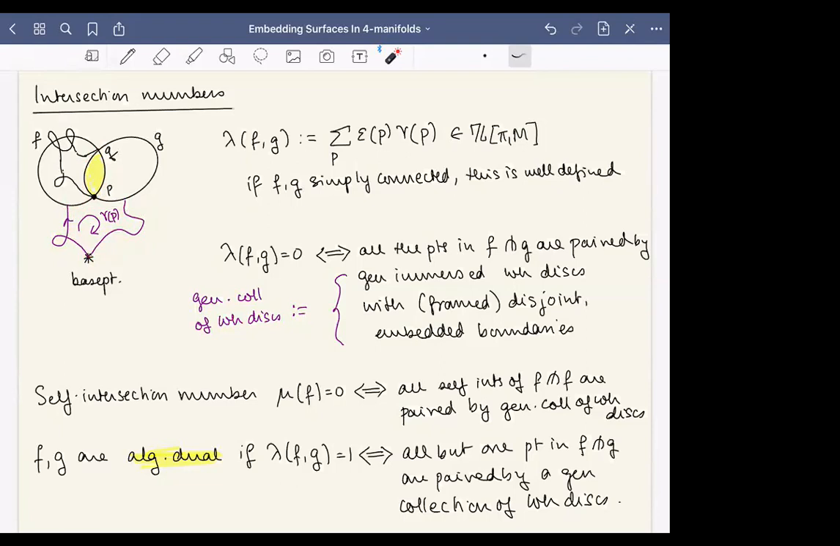Yeah. So I guess, okay, I can see that. I guess then maybe my question is, when you say this is well-defined, what does changing these whiskers do to the intersection? Nothing, is this?